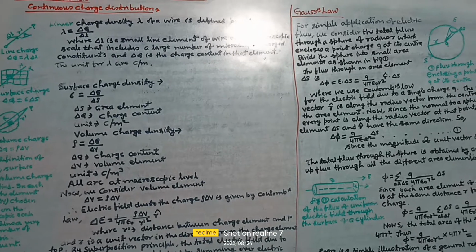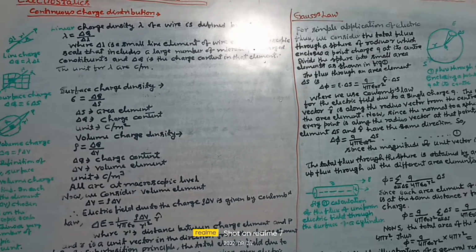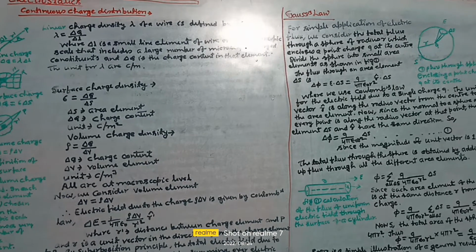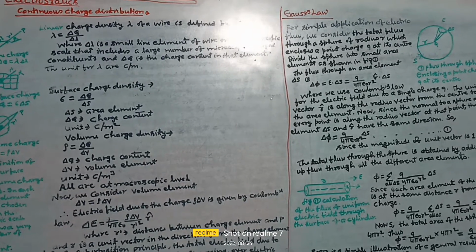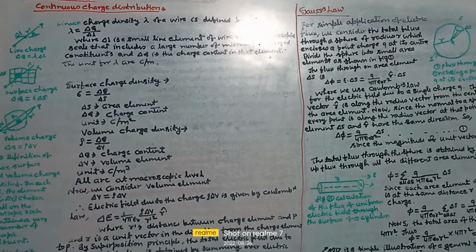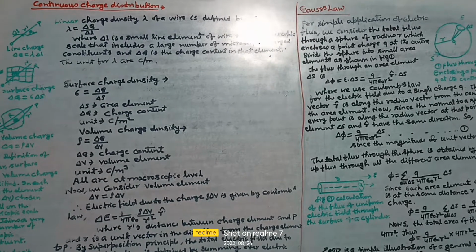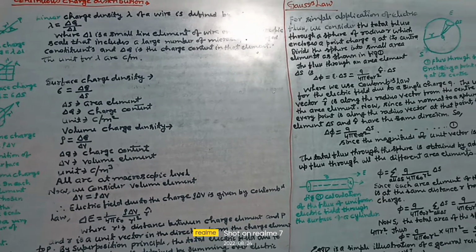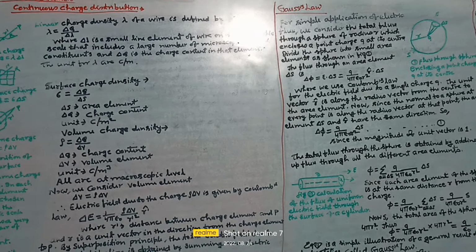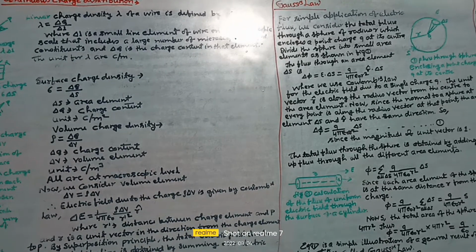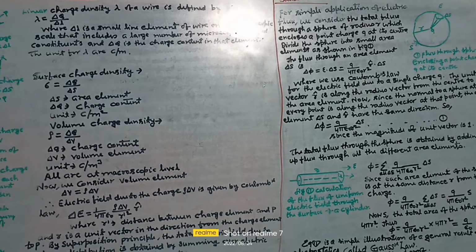Now we consider a volume element delta V, with charge rho delta V. So the electric field due to charge rho delta V is given by Coulomb's law. Delta E equals 1 by 4 pi epsilon naught times rho delta V by r dash square, times unit vector r dash, where r dash is the distance between the charge element and P, and the unit vector is in the direction from the charge element to P.